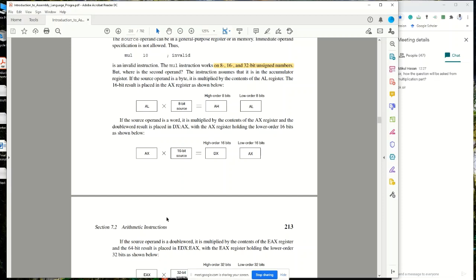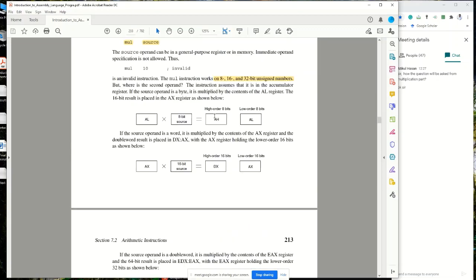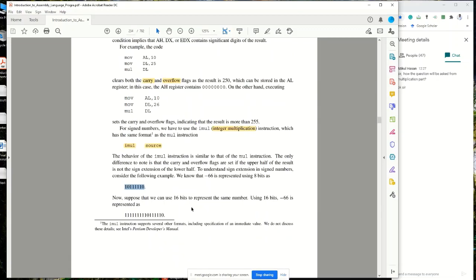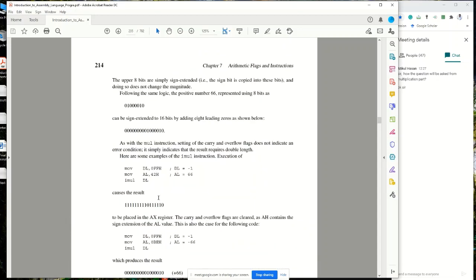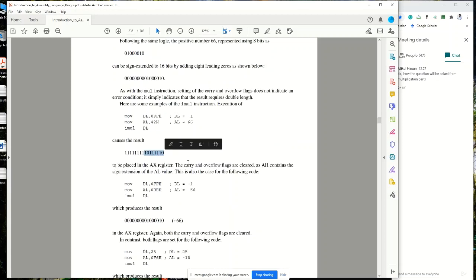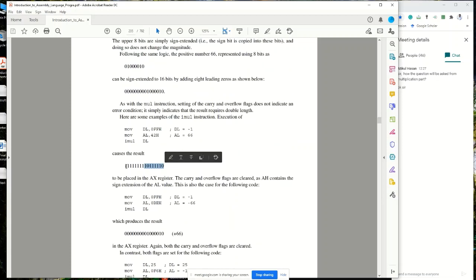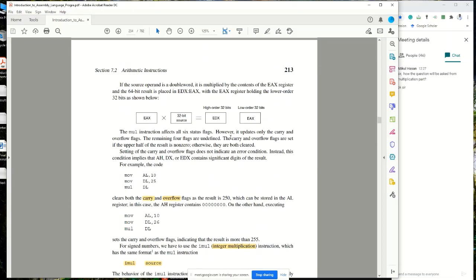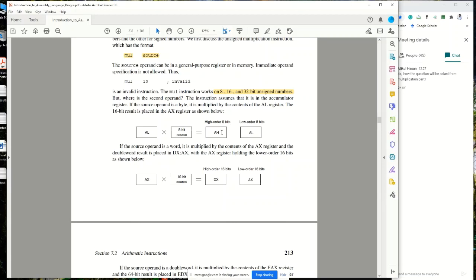So whenever we store into the AH register, all of them will be 1. Look at the result, this is the original minus 66, and all of them are 1 because it is a negative number, and we need to fill up this register also. Previously we filled it up with 000, but now it is a negative number and a signed number, that's why we fill it up with all 1111, and the result is minus 66.